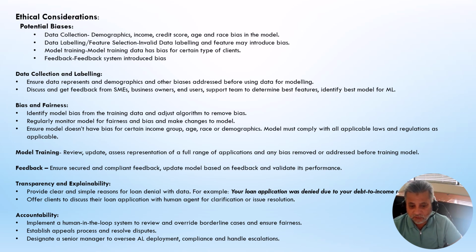Accountability. This is also very important: implement a human in the loop system to review and override borderline cases and ensure there is fairness and the model has true representation of the data. Establish an appeals process to resolve disputes. If somebody is denied the loan, they should be able to appeal it and resolve issues if the information was wrong or if the information needs updating.